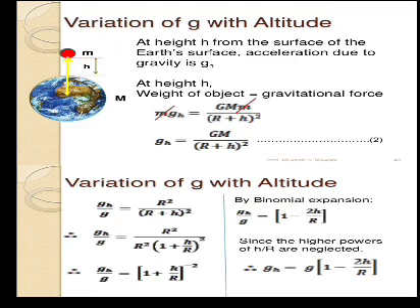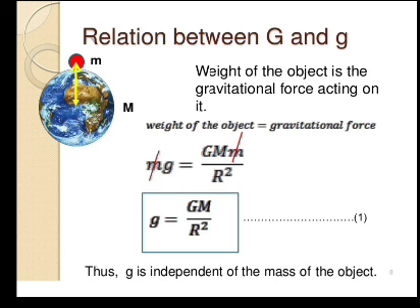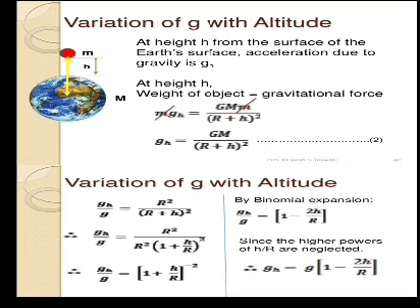If we divide it by g, then we get gh upon g, value of g equal to GM upon R square. In the previous slide we see here g equal to GM upon R square and gh equal to GM upon (R plus h) square.